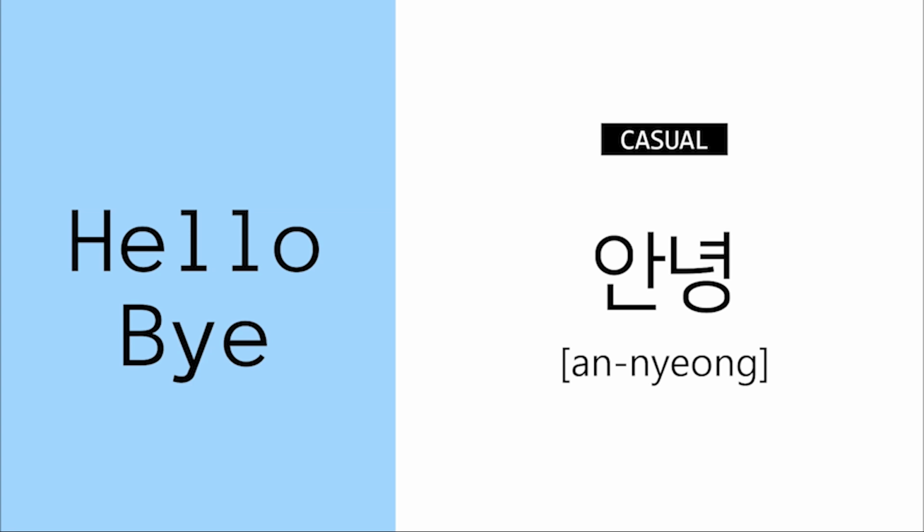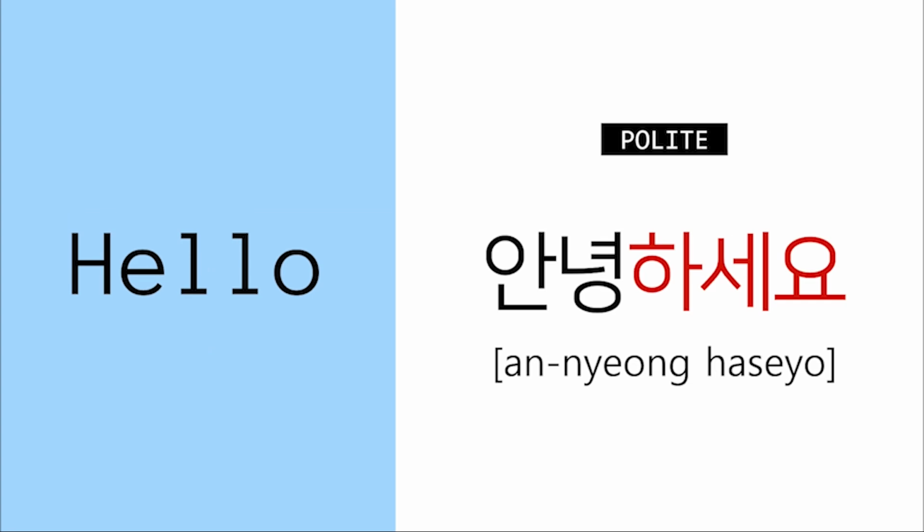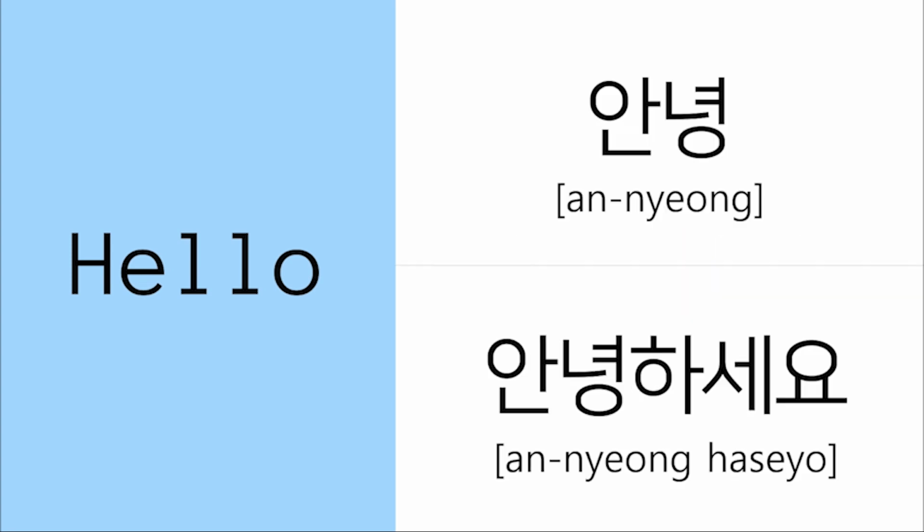And this in polite form is 안녕하세요. You see how you added 하세요 at the end of 안녕 to change it into polite form? So there is a little pattern to this, and once you understand this pattern, it's going to be much easier. 안녕하세요. So again, it's 안녕 and 안녕하세요.